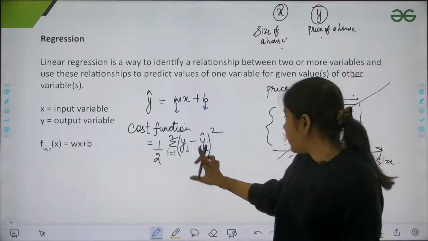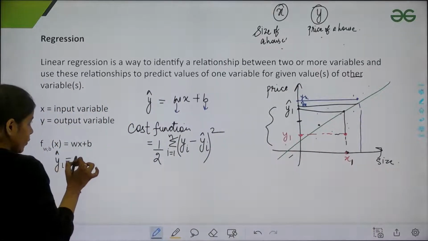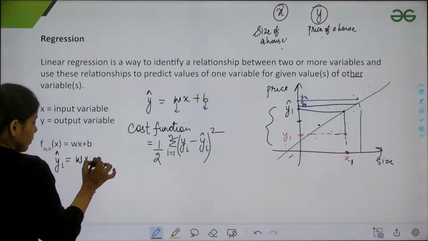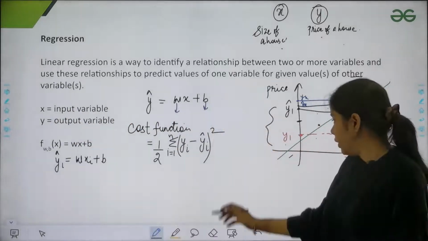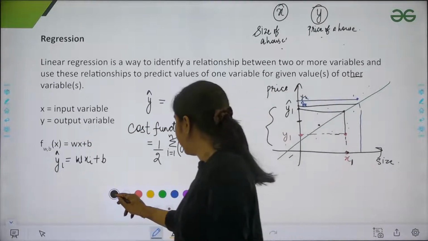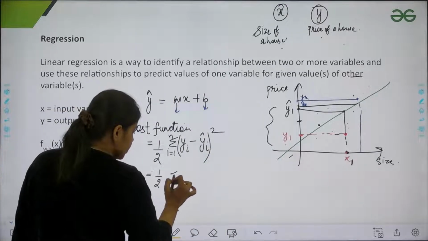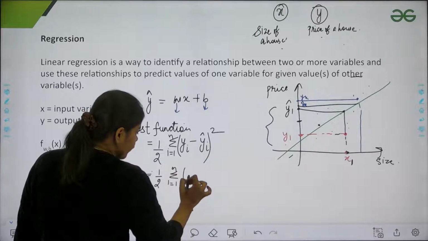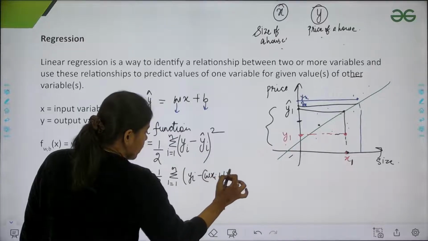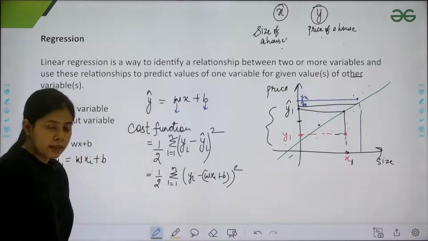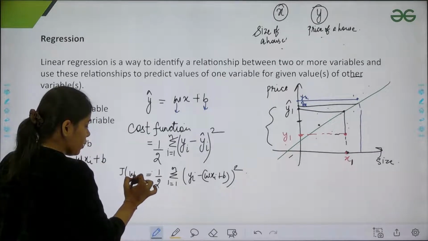Right? So yi is the actual value. What is yi cap? Yi cap would be w xi plus b, right? That is my yi cap. So let's write it down here. That means 1 by 2 summation i varying from 1 to n, yi minus (w xi plus b), whole square. I have to minimize this, right? I have to minimize this. Let's say I am writing here J(w, b).